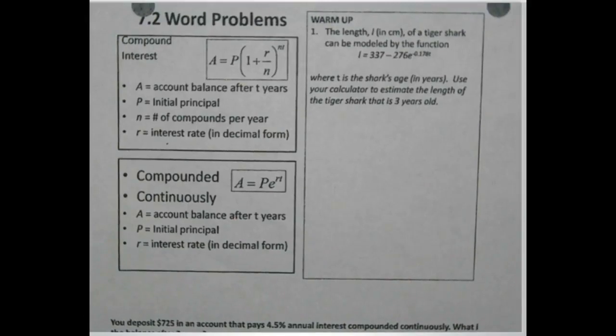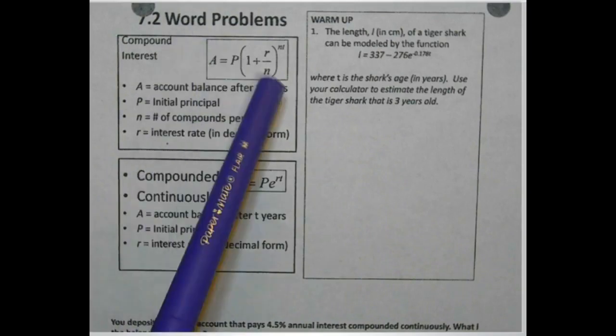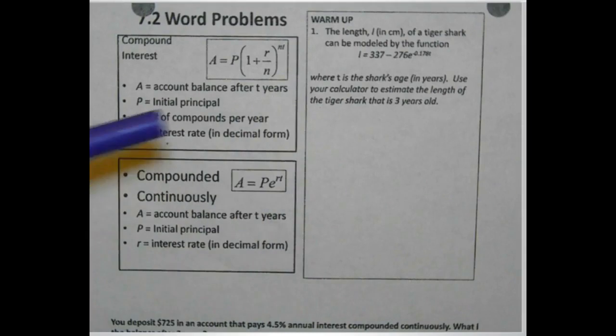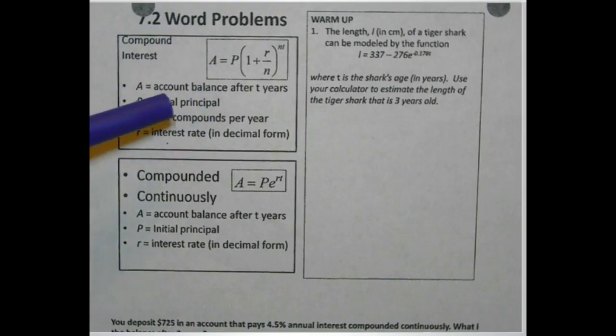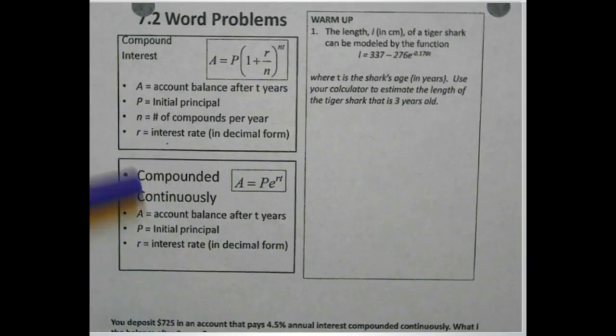Hello, beautiful people. We are now doing 7.2 word problems, and the two formulas that we're going to be using are for compound interest and compounded continuously interest. The first one is A equals P times the quantity 1 plus R over N, all raised to the power of NT, where A is my account balance after T years, so this is how much money we're going to end up with. P is my initial principal, so it could be how much money you're going to put into your savings account. N is the number of compounds per year, and R is your interest rate.